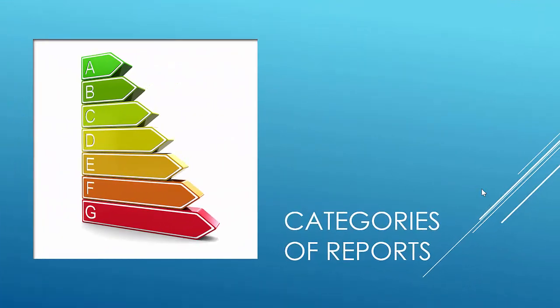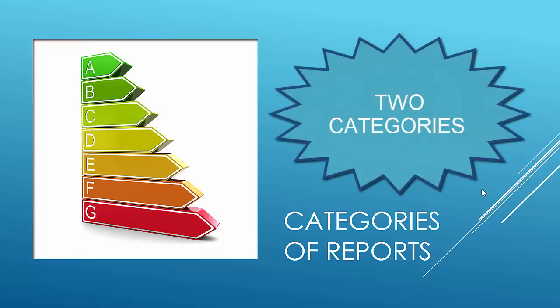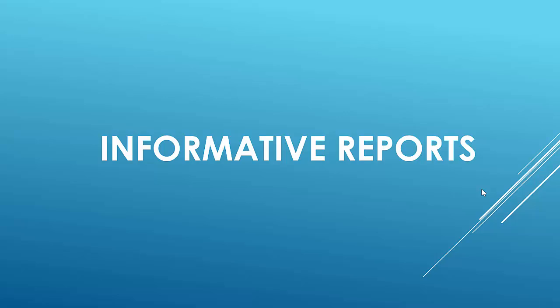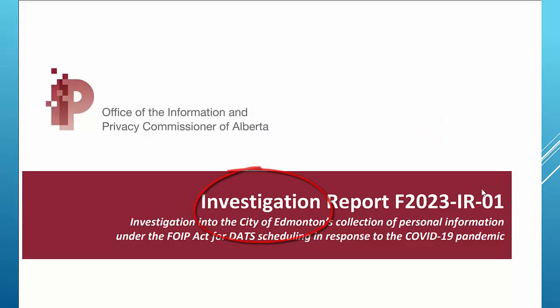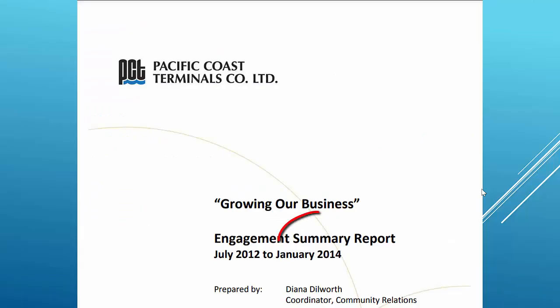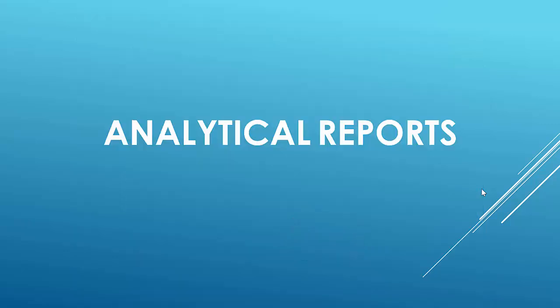What are the categories of reports? There are many types of reports, but they all fall into one of two simple categories. Informative reports, which only provide information and leave it up to the reader to decide what to do with that information, and analytical reports, which provide information and then tell the reader what it means, what to do with that information, etc. Here are some examples of types of reports in these two categories. Informative reports. Historical reports.